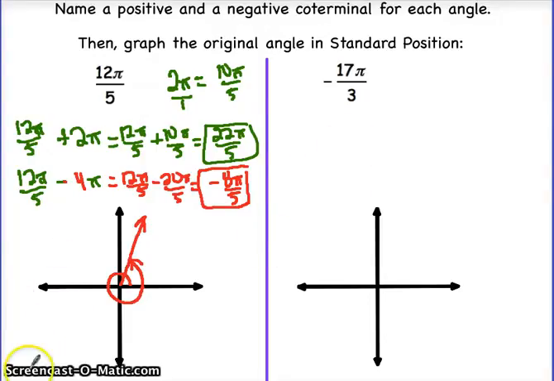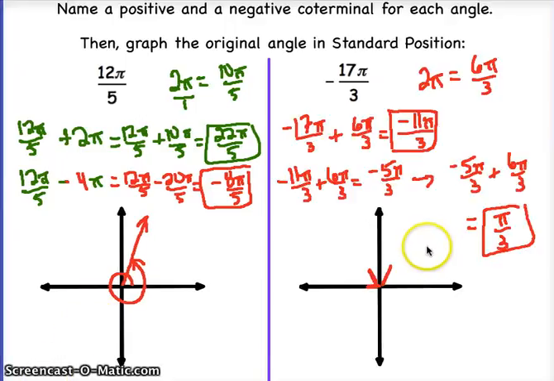So go ahead and pause the video and try that on our second angle. Note that it is a negative angle, but take advantage of the fact that 3 goes into 17 5 times. Okay, and to do coterminals again, like we said, we're going to add our 2 pi on. So 2 pi equals 6 pi over 3. So I added 6 pi, got a negative 11 pi over 3. It's a good negative coterminal.